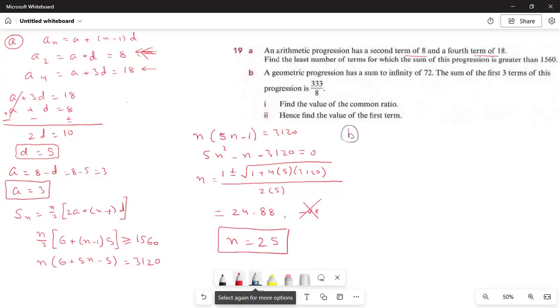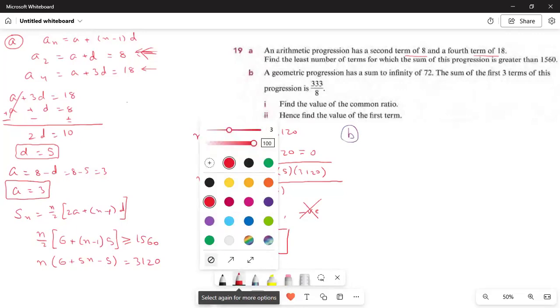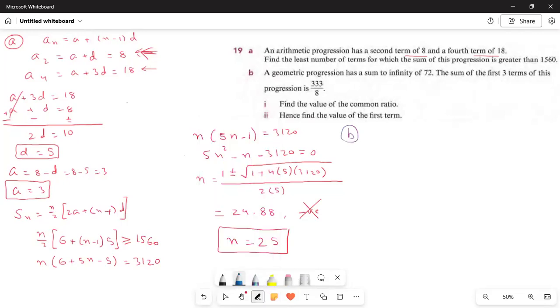Okay, I don't like this color, so let me choose some other color. This one. Okay, so we're doing this second part, B.